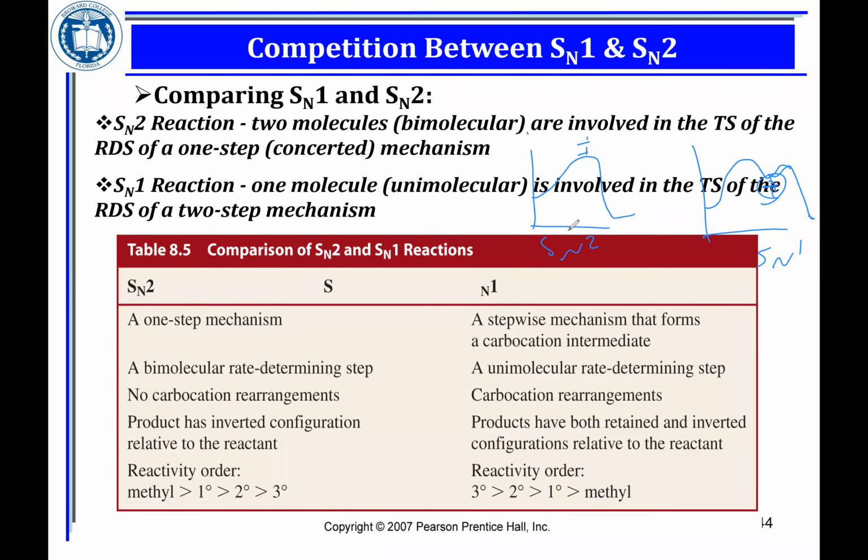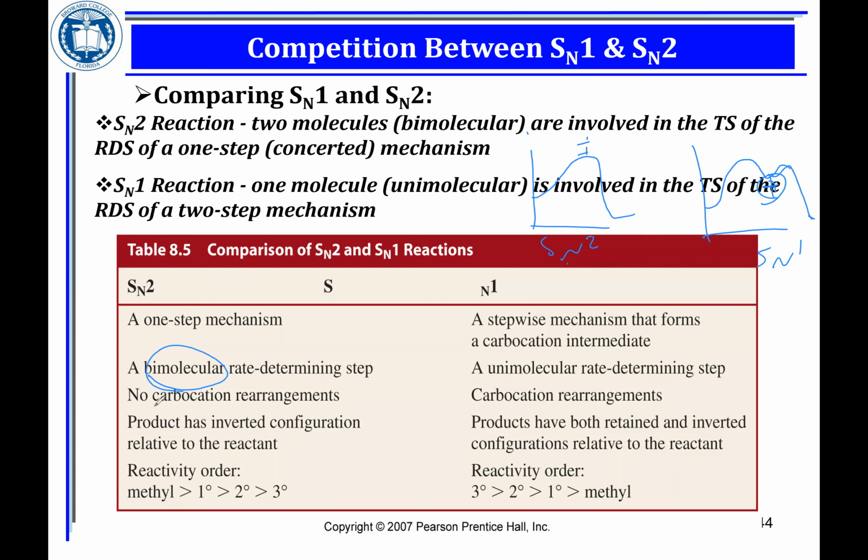The rate of the reaction for SN2 depends on two molecules. It's a bimolecular rate determining step. That means both the nucleophile and the alkyl halide are involved in the rate determining step. But for SN1, it's unimolecular. So if it's unimolecular, only the alkyl halide is involved in the rate determining step.